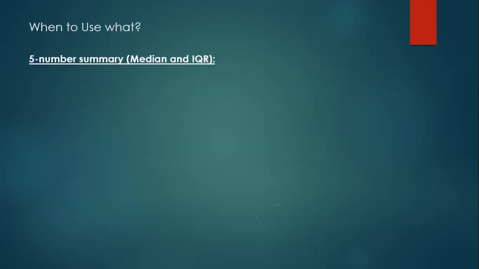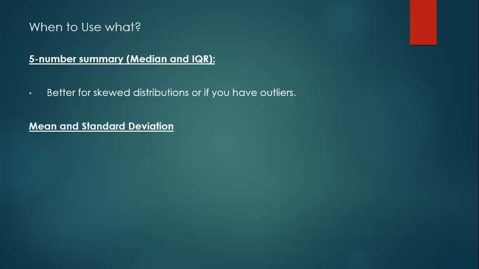So when to use what? For the 5-number summary, we normally use the median and the interquartile range to describe it. So it's better for skewed distributions or if you have outliers. Then the mean and standard deviation are better for symmetric distributions without outliers. And remember that for it to be symmetric, everything has to be equal. The mean, the mode, and the median have to be equal. Therefore, there are no outliers.